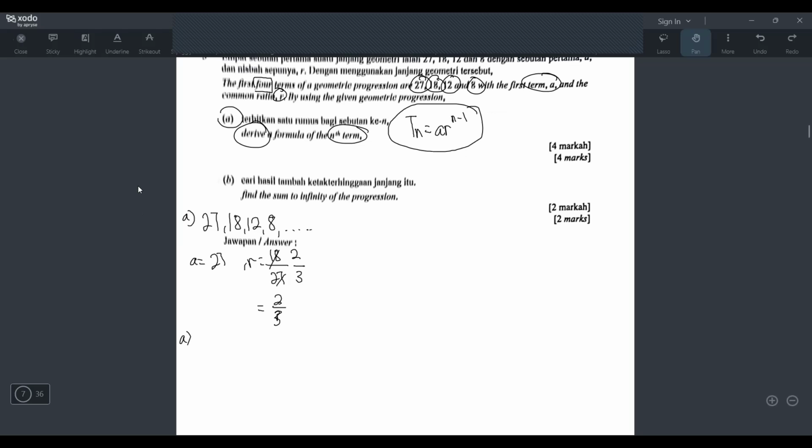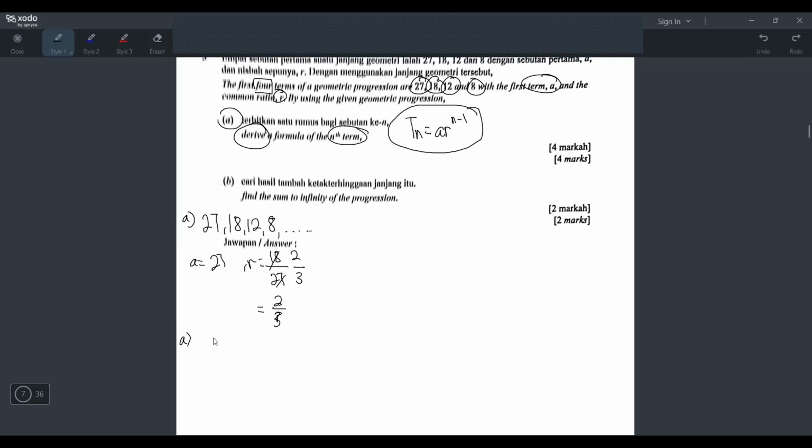Okay, first thing first, we have to write down our T1, T2, T3, T4. So our T1 is 27. And my T2 is actually 18. But where does the 18 come from? It's actually 27 times 2 over 3, right? It's not difficult to understand, because the R is 2 over 3. So every time you go here, you times 2 over 3. Then what about the T3? It's actually 27 times 2 over 3, which is the T2, but times 2 over 3 again. So we can rewrite this as 2 over 3 power 2.